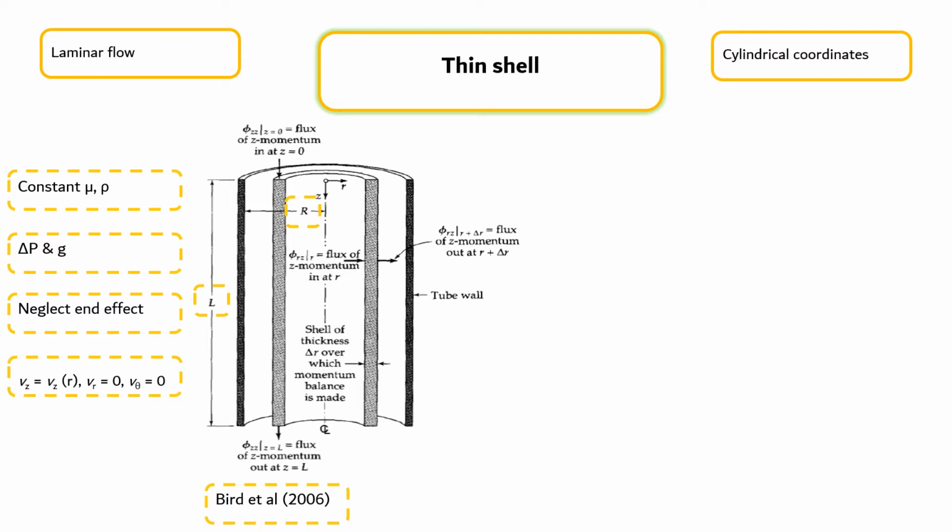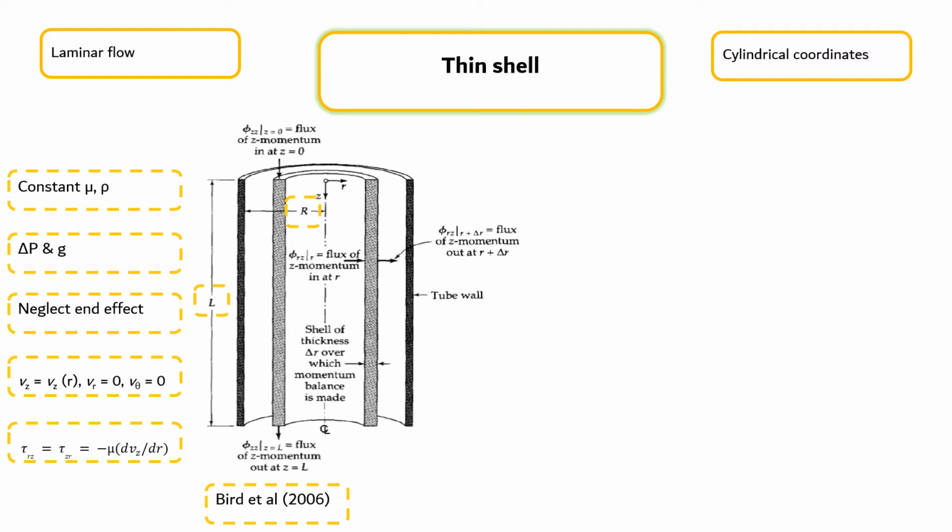We postulate that vz equals vz as a function of r, vr equals 0, vθ equals 0, and p equals p as a function of z. With this postulate, it may be seen from Table B.1 that the only non-vanishing components of τ are τrz equals τzr equals minus μ dvz/dr.